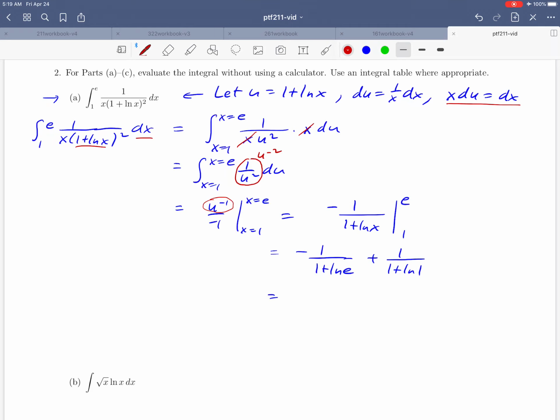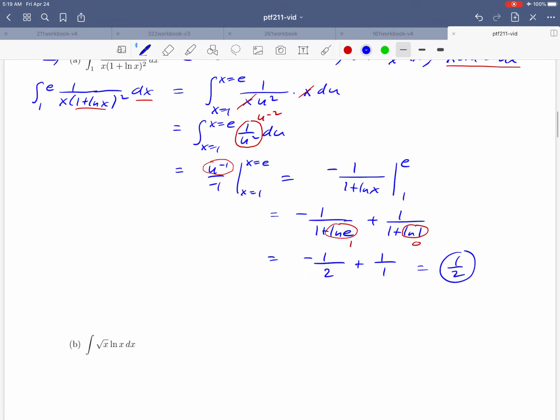Okay, last step, just notice what these numbers are. Ln of e is really 1, and ln of 1 is 0, so if we fill those in, we're just going to get minus 1 over 1 plus 1, which is 2, and then over here 1 over 1 plus 0. And finally, we're taking negative a half and adding it to 1. That's going to give us 1/2 for our final answer. Okay. So that's part A. Let's take a look at part B.